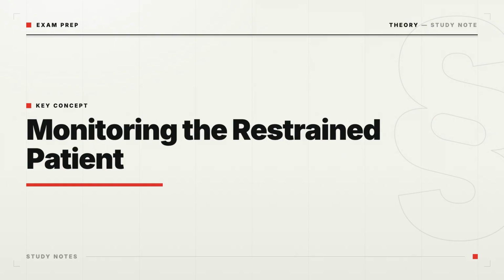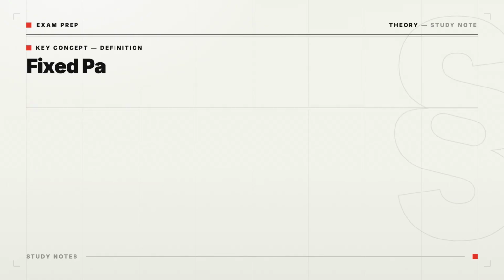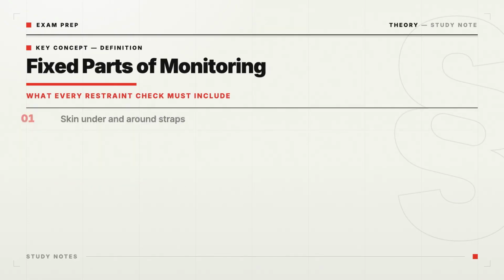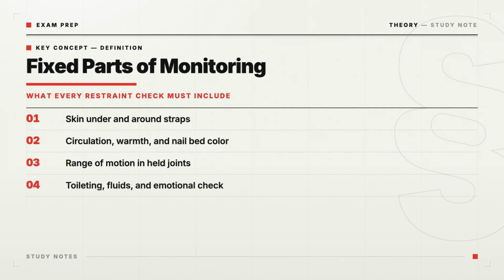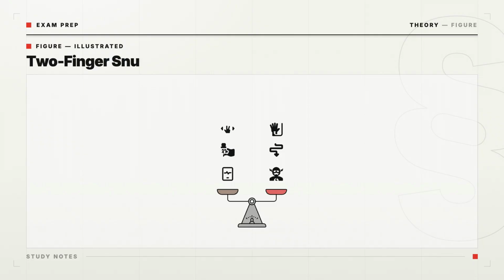Once a restraint is on, the nurse's job changes from deciding to watching. The patient can no longer shift a pinched wrist, relieve a sore heel, or even report a strap grown too tight. So the nurse must protect the body on the patient's behalf. The monitoring has several fixed parts. Nurses check the skin under each strap for redness or breaks, assess circulation through warmth and nail bed color, move the joints through their range so they don't stiffen, and offer toileting, fluids, and emotional support.